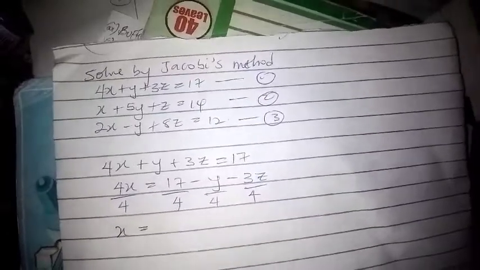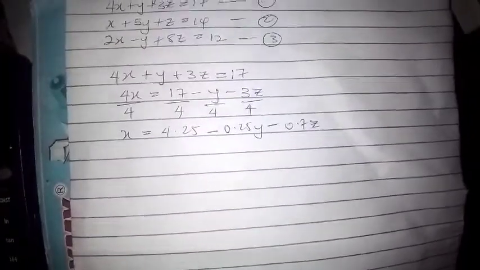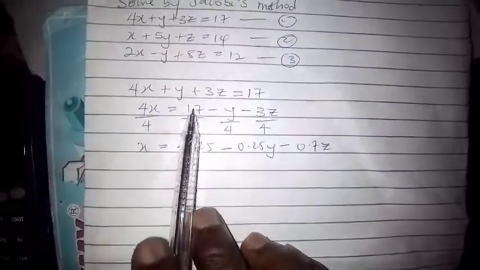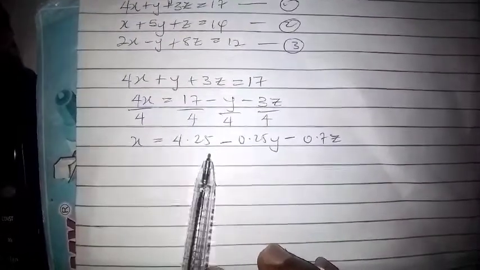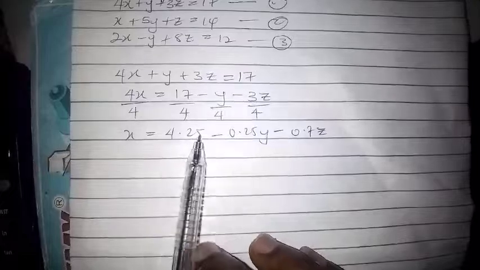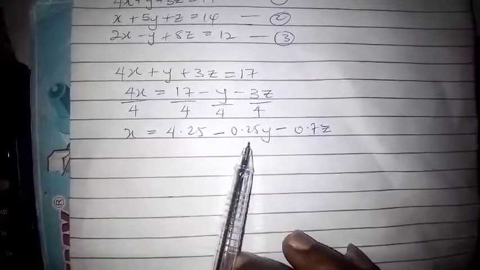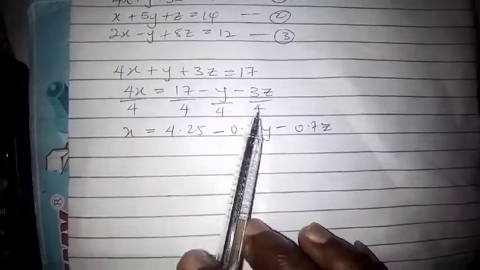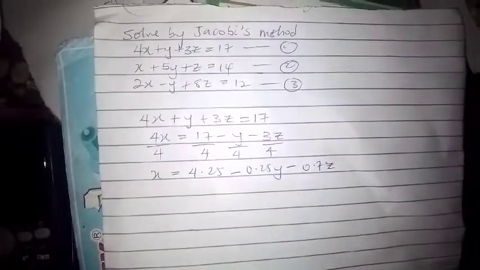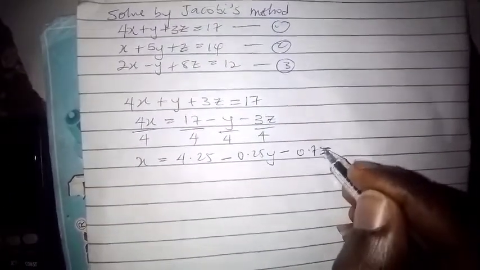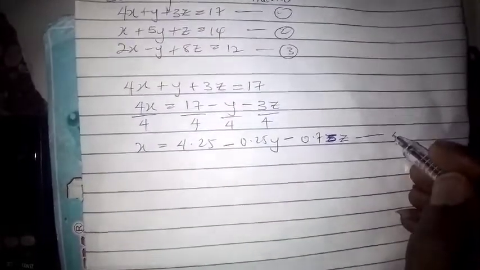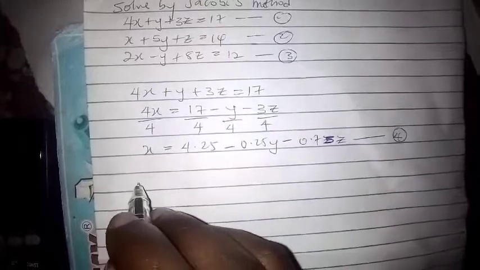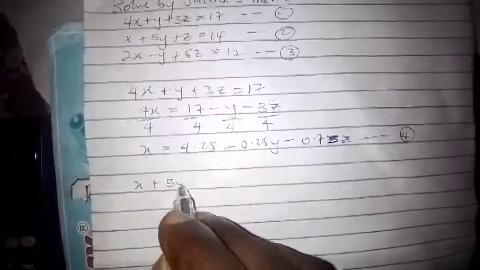Therefore, my x is equal to... Now, when we divide through by the coefficient of x, 17 divided by 4 will give us 4.25, minus 1 divided by 4, you get 0.25y, 3 divided by 4, you get 0.75z. Now, this is your equation 4.